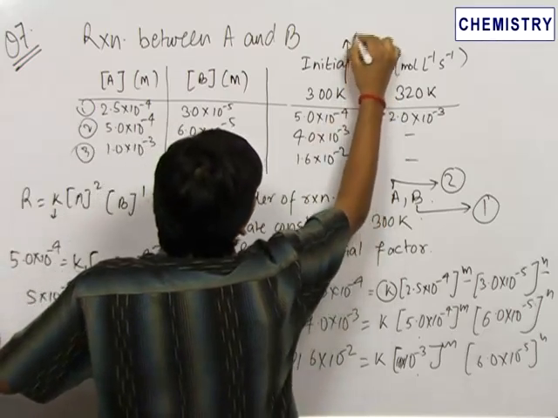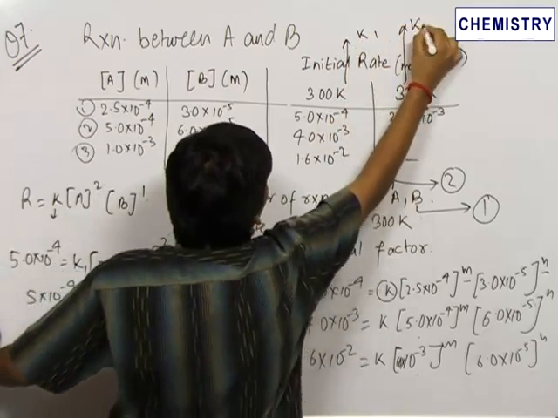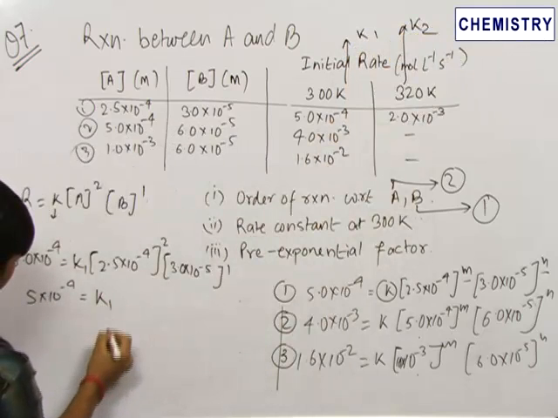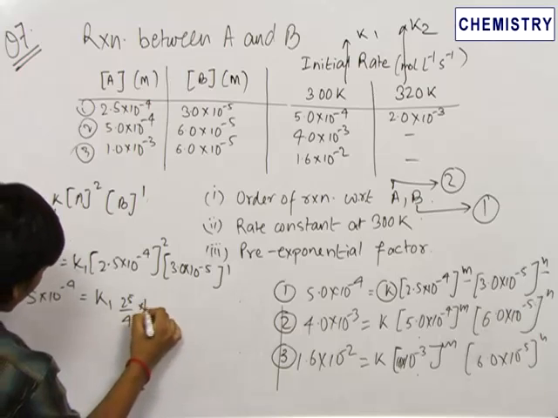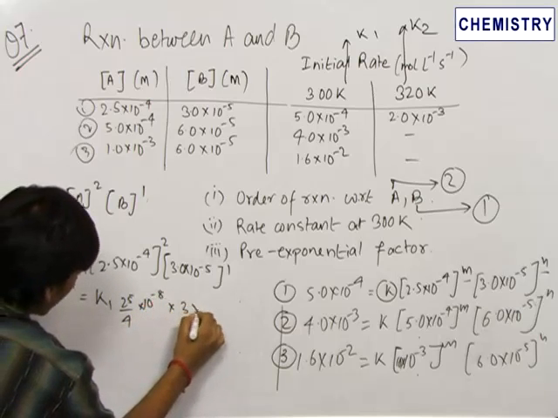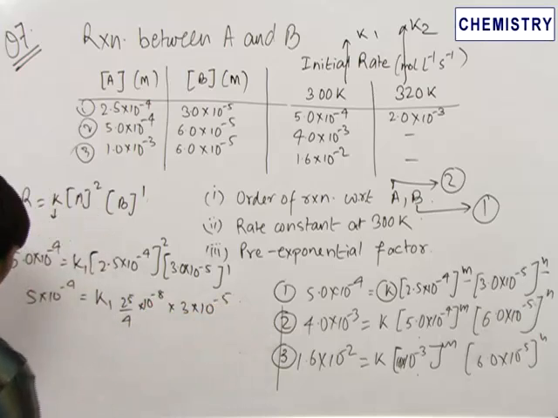Here we have the rate constant as K1 and let the rate constant here be K2. This is K1 into 25 by 4 into 10 raised to power minus 8 into 3 into 10 raised to power minus 5.